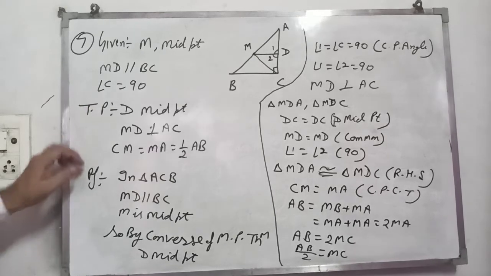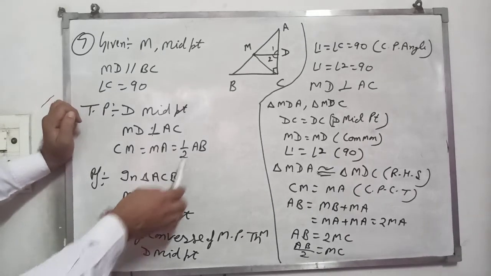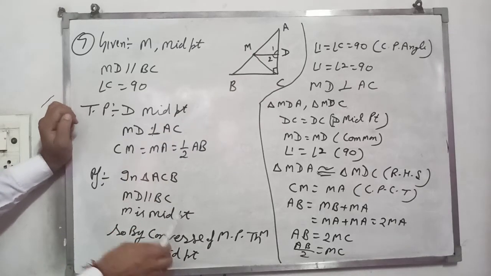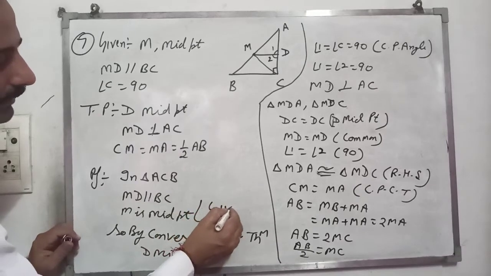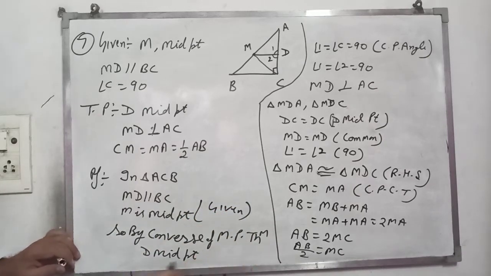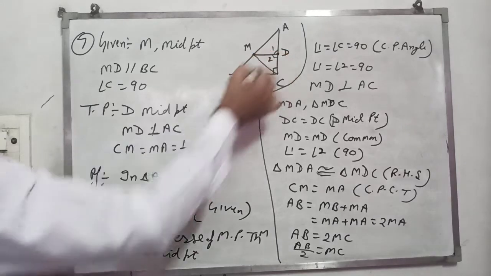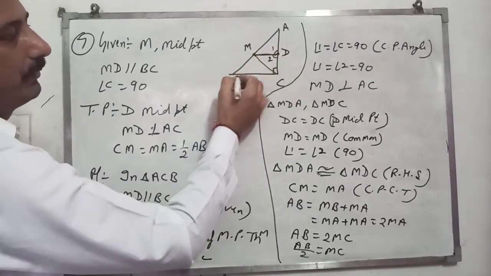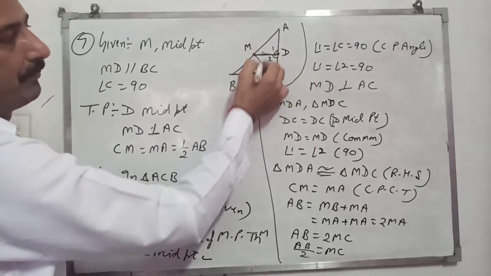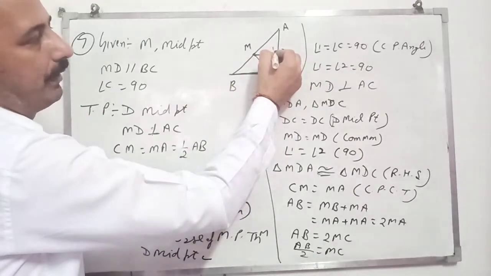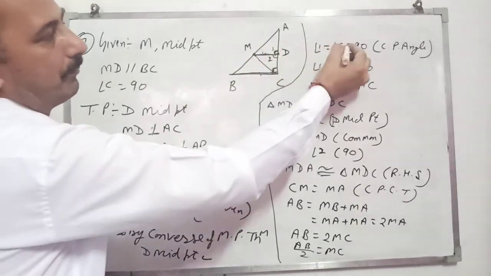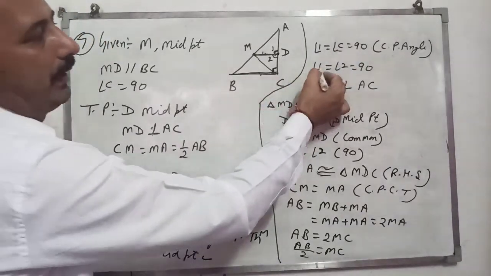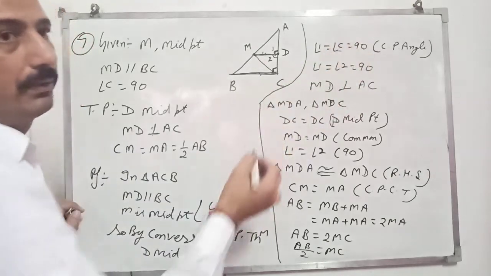Right? So in this triangle ABC, MD is parallel to BC and M is the midpoint. These are given. So by the converse of the midpoint theorem, D becomes the midpoint, right? BC is parallel to MD. So it means angle 1 becomes 90 degrees because they are corresponding angles. Corresponding angles are equal. So angle 1 is equal to angle C, equal to 90 degrees.